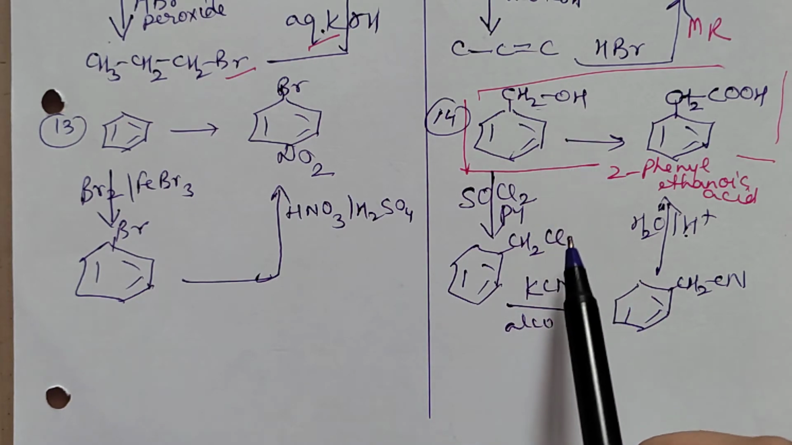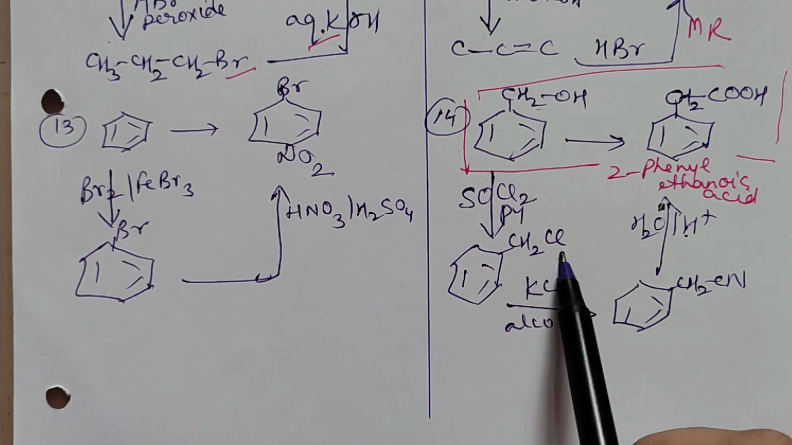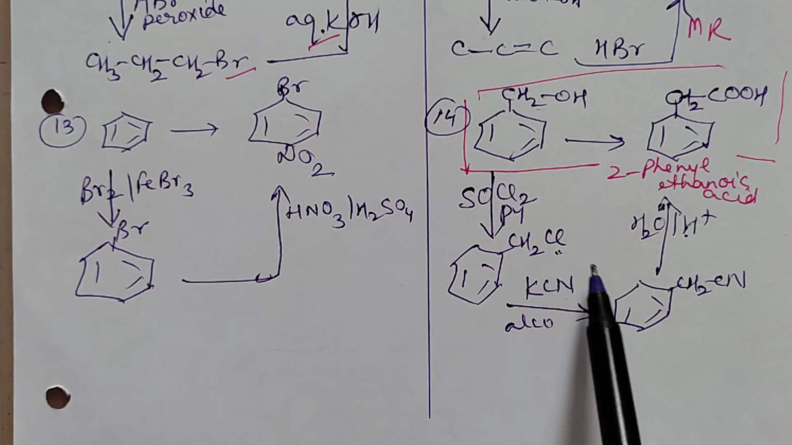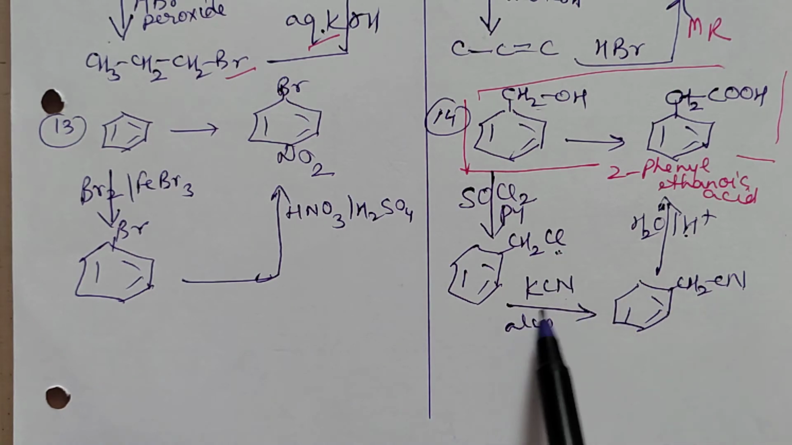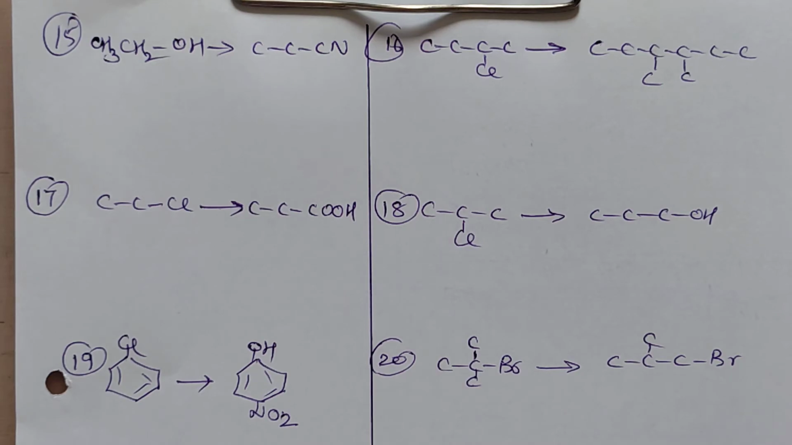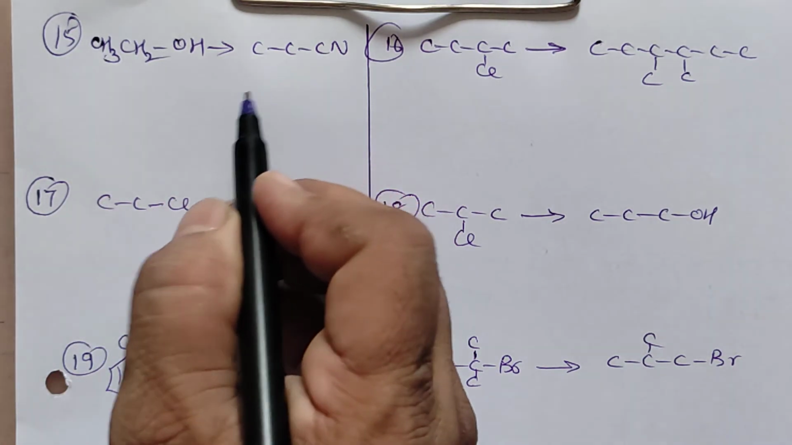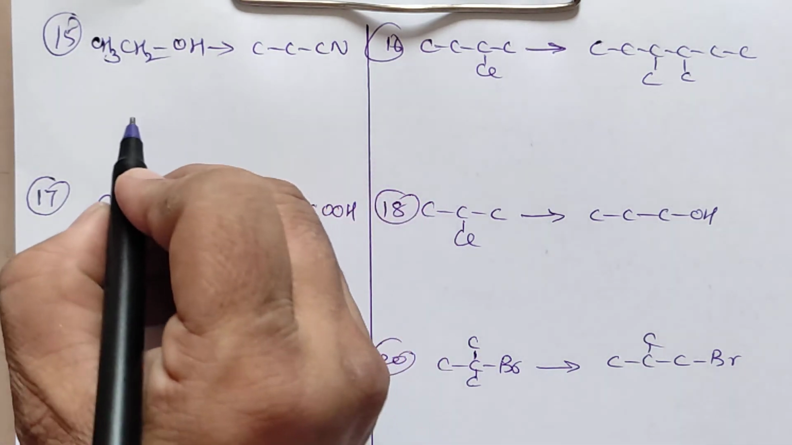OH will be replaced by Cl. Now instead of the Cl, we will be putting CN, make it react with KCN, then complete hydrolysis. Yeah, the next conversion, ethyl alcohol to propane nitrile. We want to increase carbon atom.